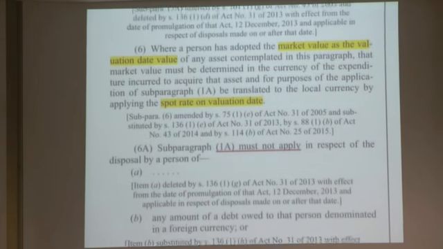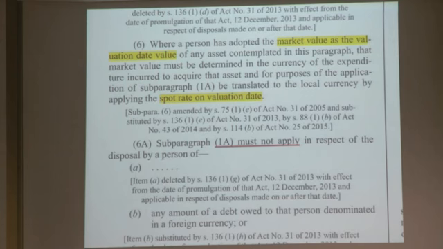Sub 6, if a person has adopted the market value as the valuation date value, because the valuation date value is a specific date, it's 1 October 2001. So if you valued your asset and it's a foreign asset and you got the valuation in that foreign currency, then you're just going to use the spot rate on the valuation date, which makes sense because it's a specific date. It's not for a year of assessment. You have to use that specific date.